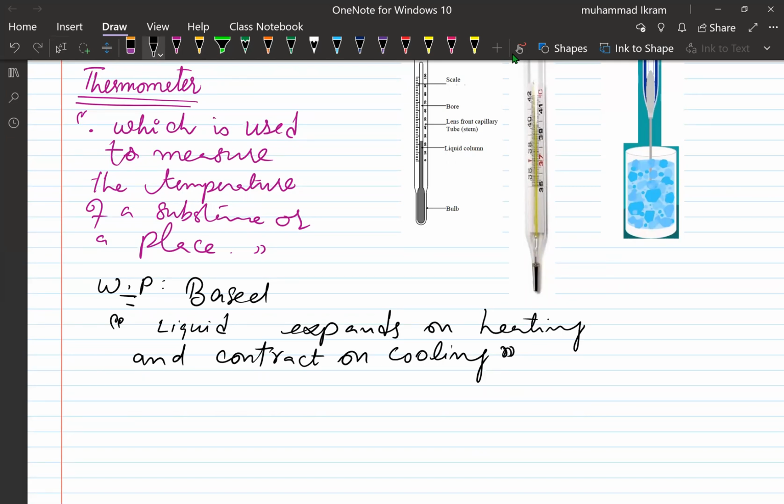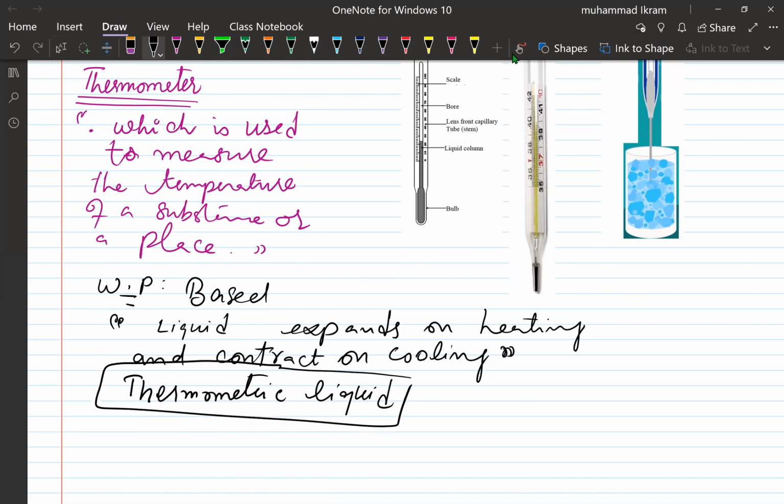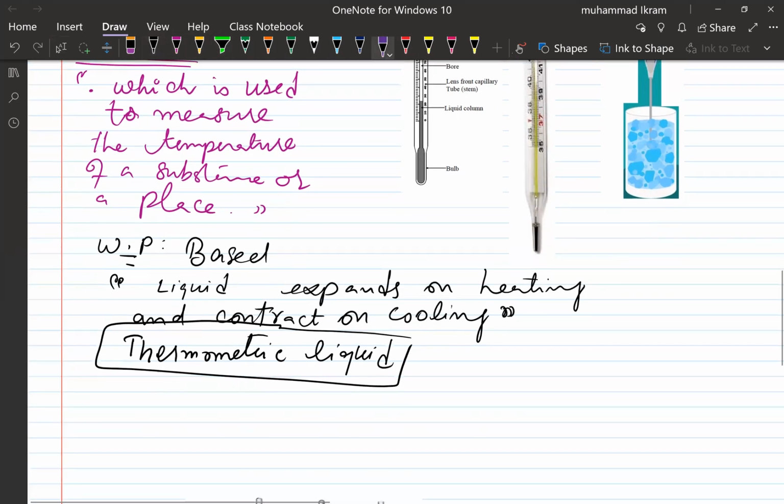Not all liquids can be used for measuring the temperature of a substance, right? All liquids cannot be used as thermometric substances. There are certain properties required to use a liquid for measuring temperature. We call that a thermometric liquid, and the thermometric liquid has some properties. I just want to explain those properties to you.